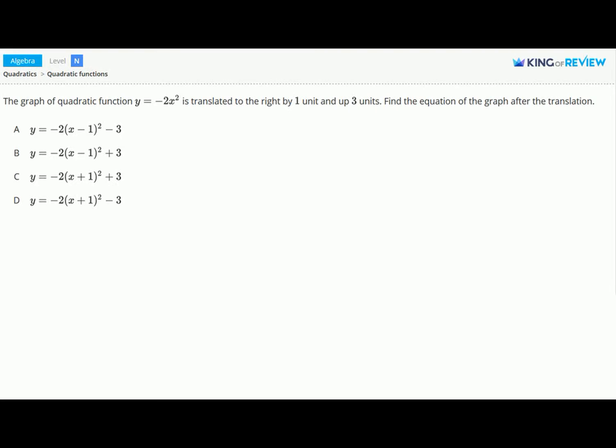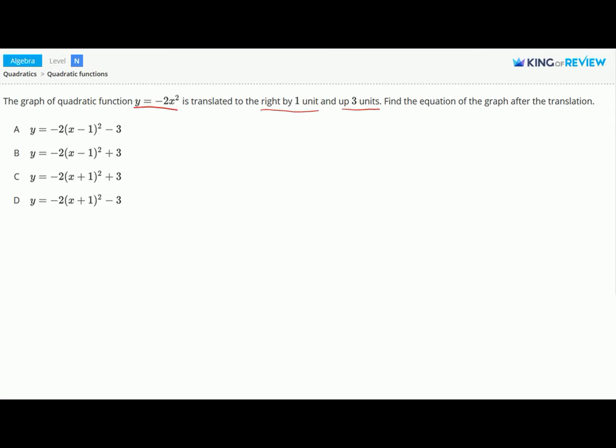The graph of quadratic function y equals negative 2x squared is translated to the right by 1 unit and up by 3 units. Find the equation of the graph after the translation. So we have a parent graph here, y equals negative 2x squared, and it's translated right by 1 unit and up 3 units. So our parent graph is translated both horizontally and vertically.